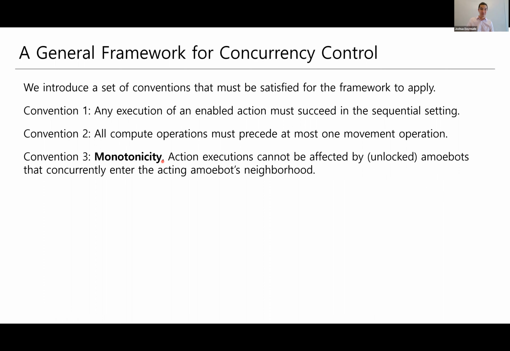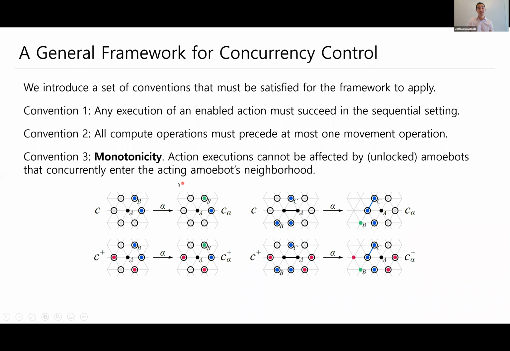Monotonicity at a high level is the thing that's going to ensure action executions are not affected by unlocked Amoebots that concurrently enter the acting Amoebot's neighborhood. We'll go through a couple examples quickly. Here, Amoebot A is the one that's acting. These empty locations are unoccupied. And these blue neighbors are the ones it has originally.